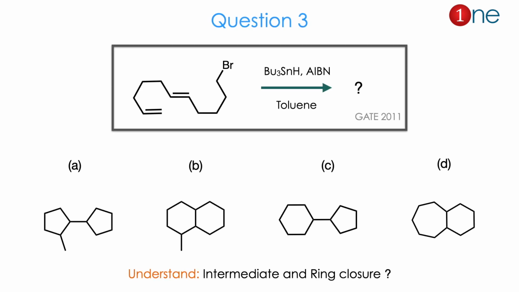Then question number 3. The starting material is a linear system attached with 2 alkenes and a bromide. You are using tributyltin hydride, AIBN and toluene. Here they gave 4 answers. The first one has 5-member rings connected by a single bond, and one is attached with a methyl.